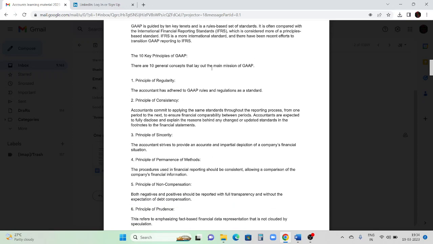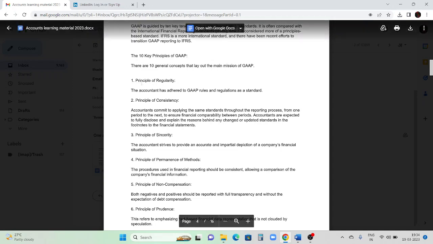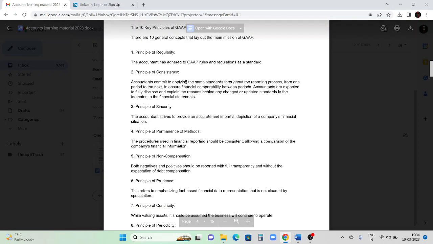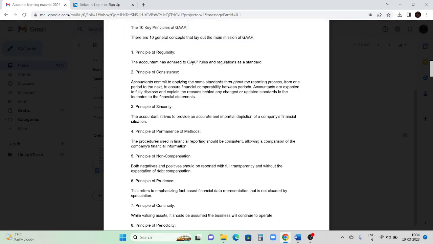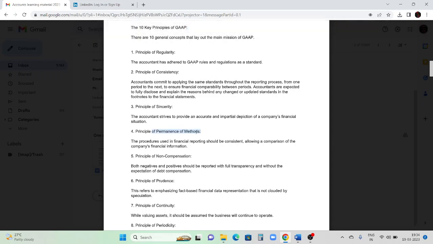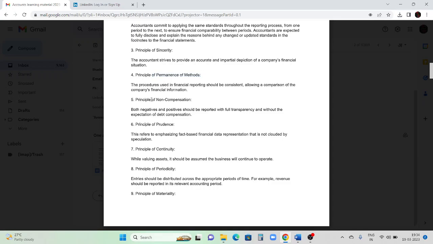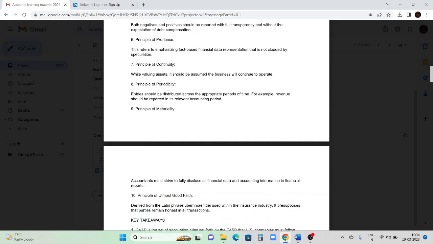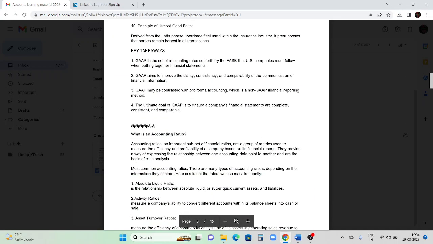And there are 10 principles in GAAP concepts. One is the principle of regularity: the accountant has adhered to the GAAP rules and regulations as a standard. Then principle of consistency, principle of sincerity, principle of permanence of methods, non-compensation. So everything is explained here clearly.